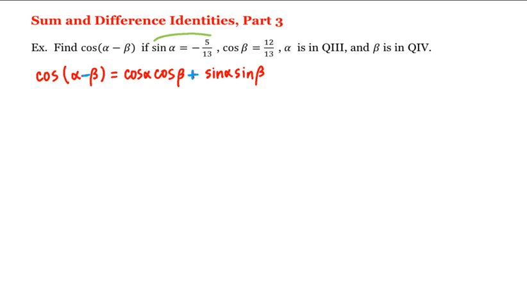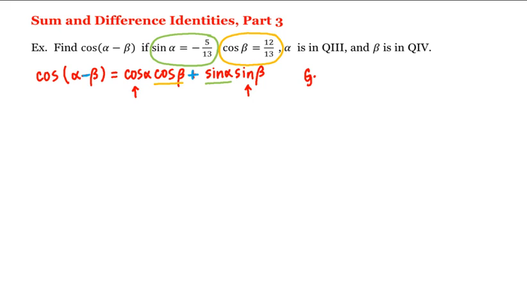Now we're given that sine of alpha is negative 5/13. Therefore, we know this already. And we're also given that cosine of beta is 12/13, which means we know this as well. So it remains to find cosine of alpha and sine of beta. Now there are different approaches here. We could use identities, for example, but let's use triangles instead.